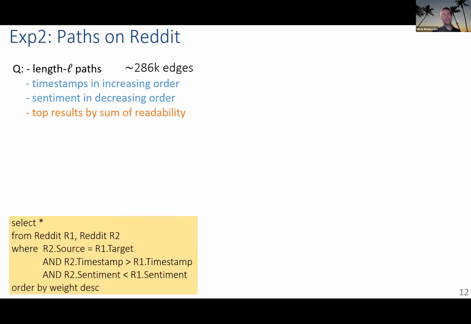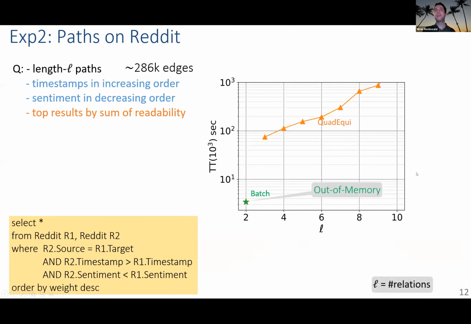Here's now the Reddit query, the same query I just talked about before, where we try to find, in this case, pairs of articles that are related to each other based on timestamps and sentiment, and also connect communities. Here we can see again batch. In this case, we're changing the number of relations that we're joining. So is it a path of 2 articles, 3, 4, or more articles? Batch here is equal to QuadEqui for this case. QuadEqui then keeps going. Batch actually runs out of memory already for the 3-hop version of this query.